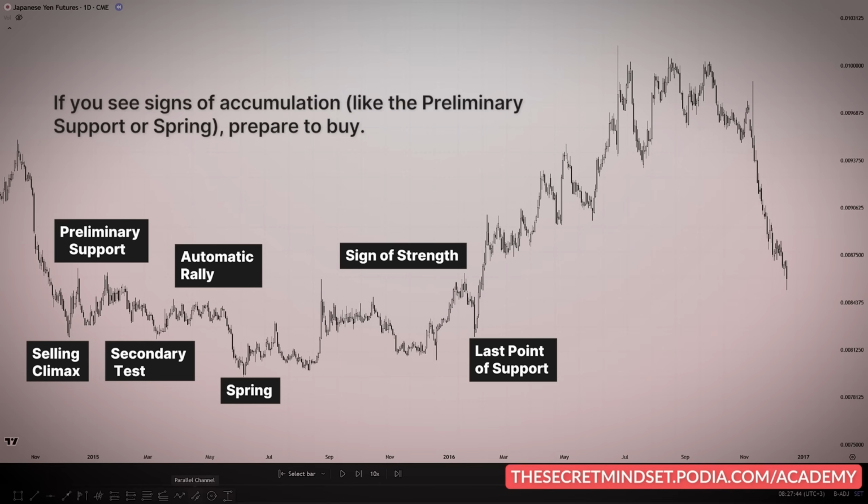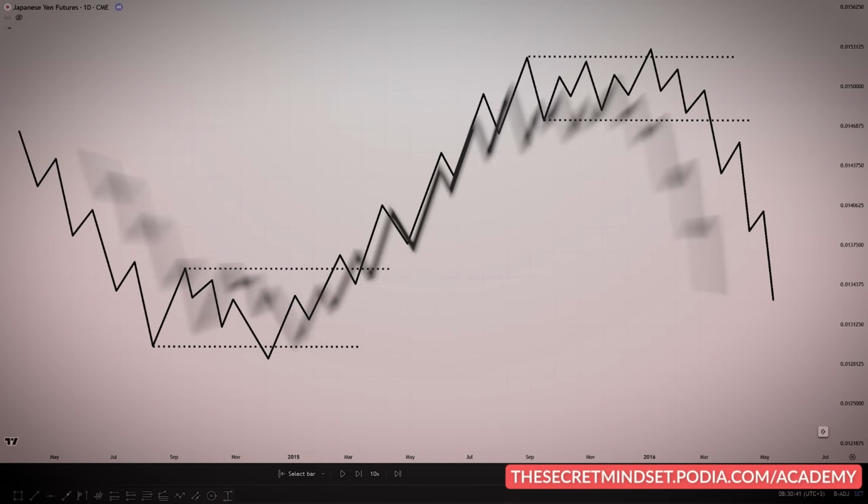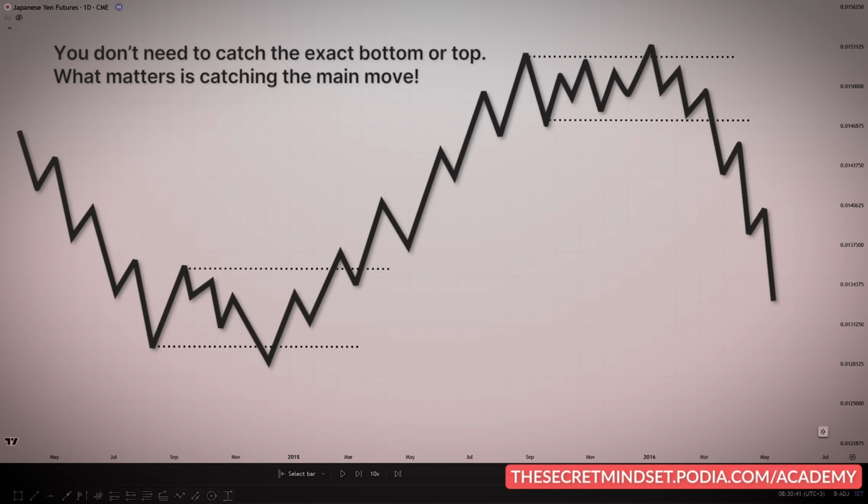If you see signs of accumulation, like the preliminary support or spring, it might be a good time to think about buying. If you see signs of distribution, like a buying climax or sign of weakness, it might be time to be careful or even think about selling. The end of an accumulation phase, like after a successful spring, can be a great time to buy. The end of a distribution phase can be a good time to sell. But remember, you don't need to catch the exact bottom or top. What matters is catching the main move.